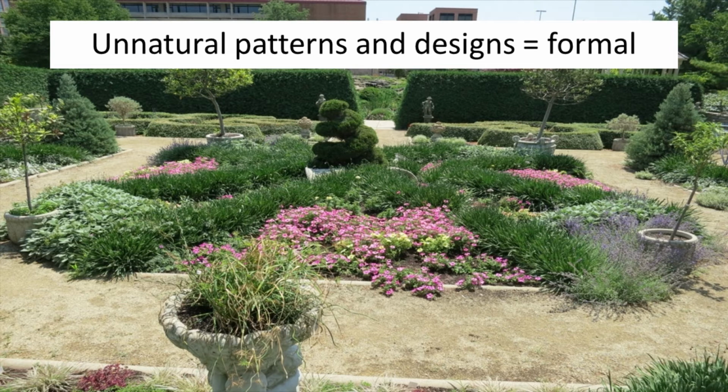We've also got formal elements in the back of this picture with the tall sheared hedges and the knot garden hedges that are in front of those hedges. We've got a couple of statues flanking that opening in the hedges there. Again, it's perfectly symmetrical. Those are all formal elements.